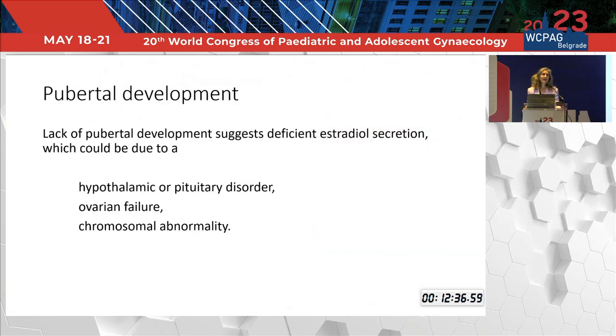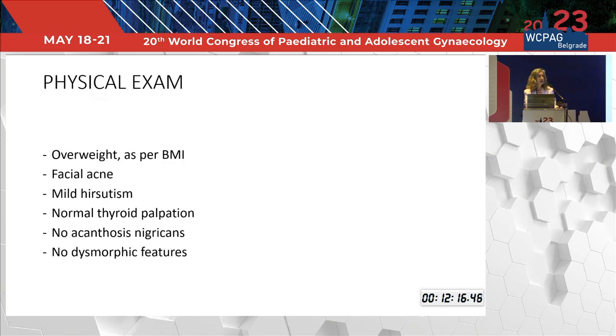So we know that if there is a lack of pubertal development, this would suggest estradiol deficiency, and this would be either a hypothalamic pituitary disorder, ovarian failure, or chromosomal abnormality. In our case, the girl is overweight. She has facial acne, mild hirsutism, normal thyroid on palpation, no acanthosis nigricans, and no dysmorphic features.